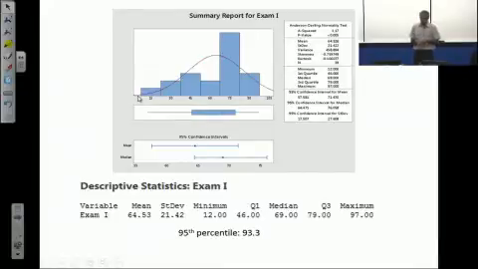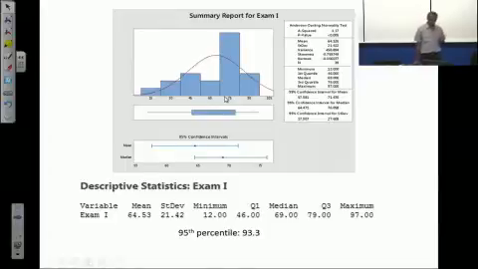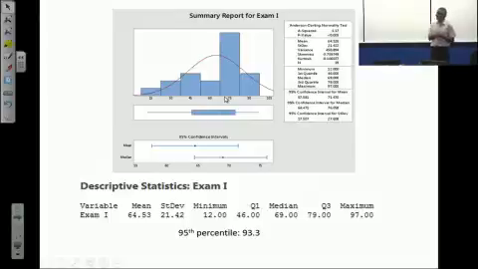But most, as you can see, we have more than, let's say, 25% greater than 75, which is good.